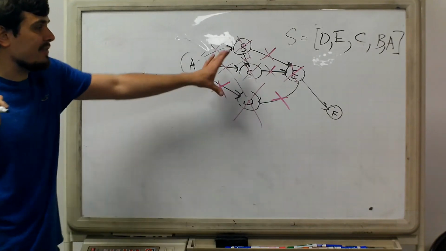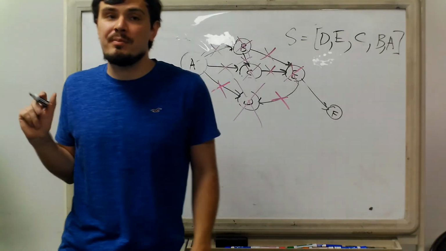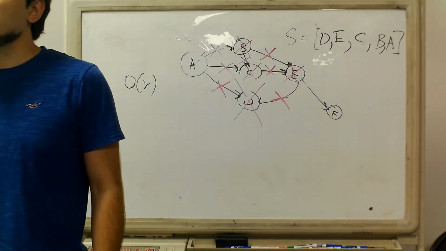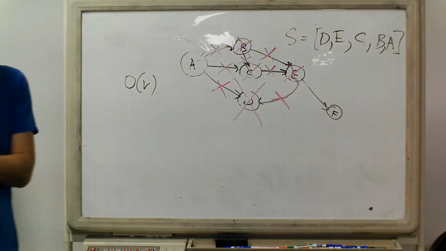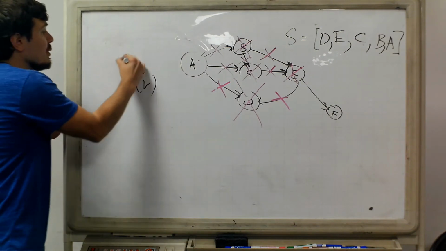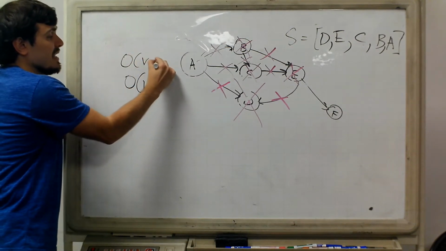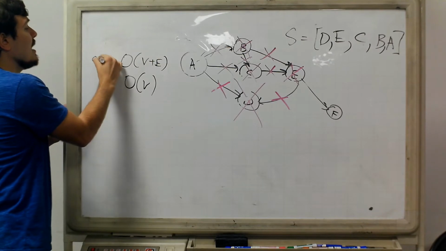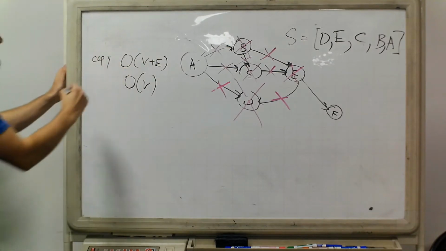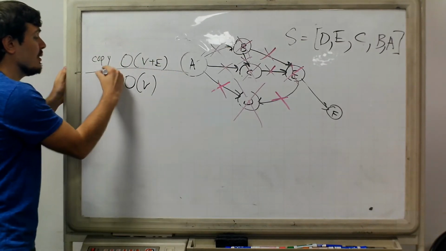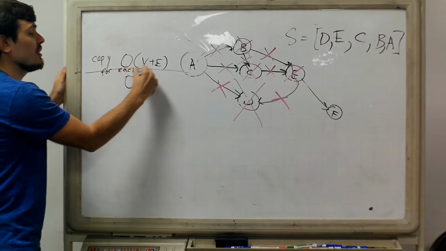Okay, so because we're modifying the graph, we may have to copy the graph before we begin if we don't want to destroy the original input. So we may actually copy the graph before we begin. So that takes order like V plus E to copy the graph. So this is the copy. This is the, and then for every stage, this is like a for each stage.